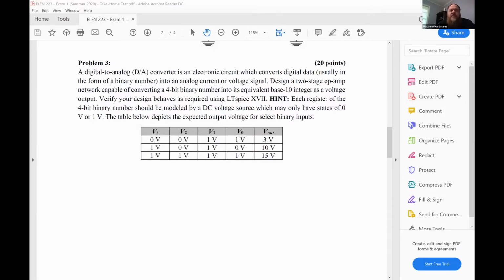All right, so it says that you are to design a digital to analog converter, a multi-stage op amp capable of converting a 4-bit binary number into its equivalent base 10 integer as a voltage output. So do you guys know really anything about how binary numbers work? A little bit. All right, let me figure out how to do a whiteboard thing real quick.